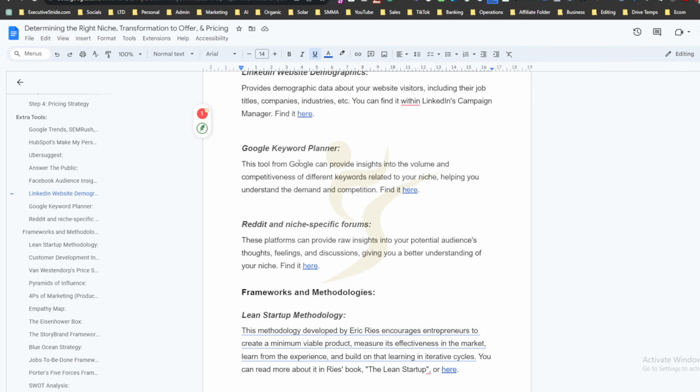Google Keyword Planner. This is a tool from Google that can provide insights into the volume and competitiveness of different keywords related to your niche, helping you understand the demand and competition.